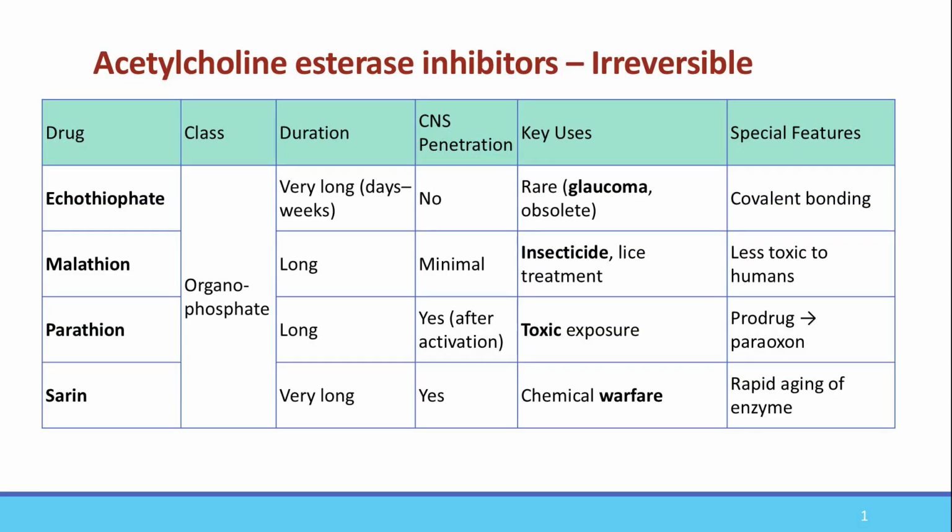Irreversible inhibitors form strong covalent bonds with acetylcholinesterase, leading to prolonged enzyme inactivation. While some have limited therapeutic roles, most are associated with toxicity. The accumulation of acetylcholine leads to excessive stimulation of both muscarinic and nicotinic receptors, producing a cholinergic crisis that can be life-threatening.